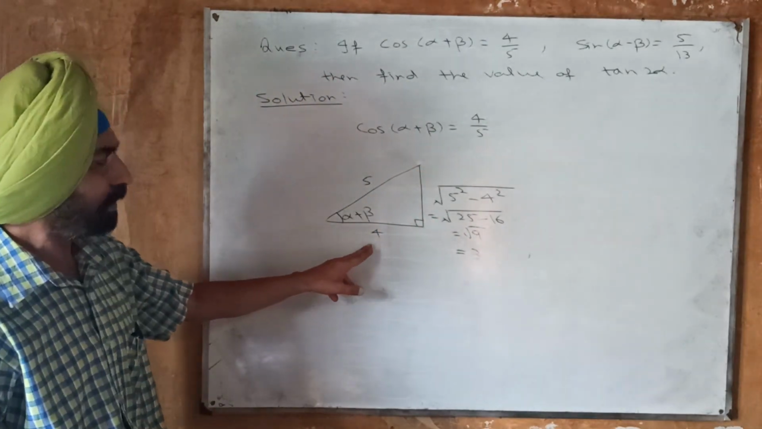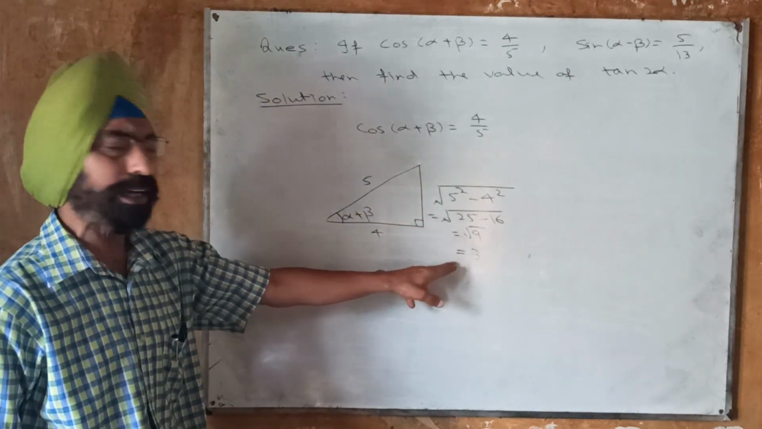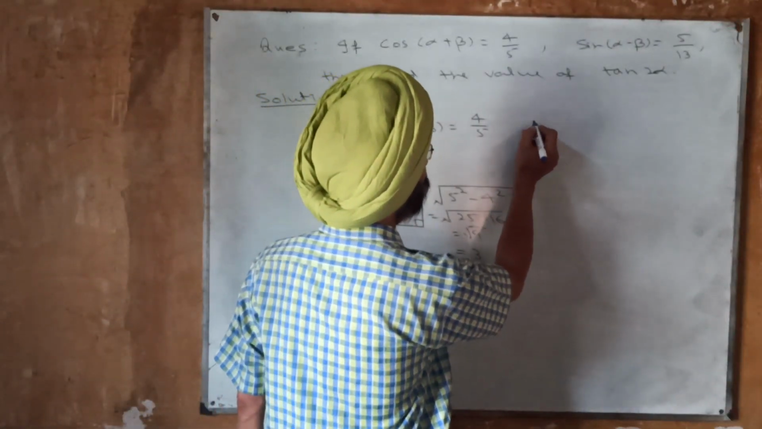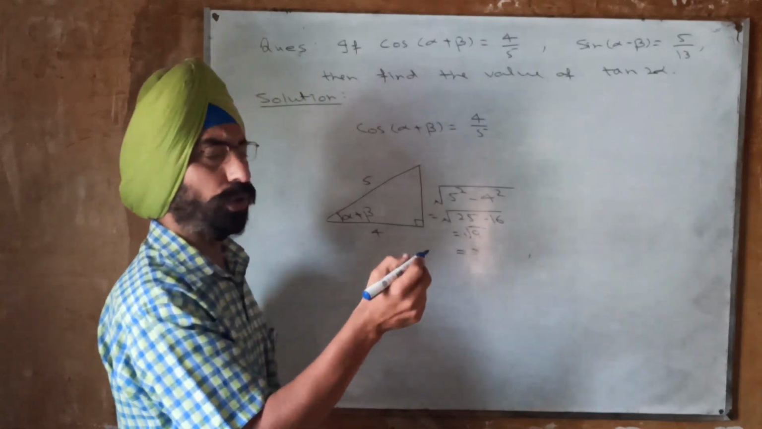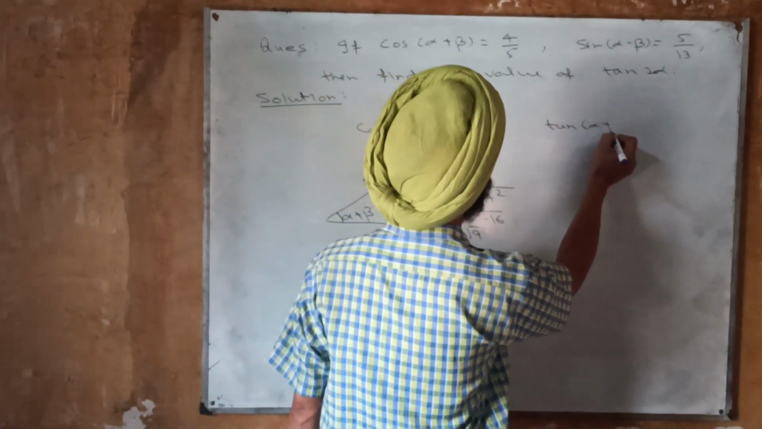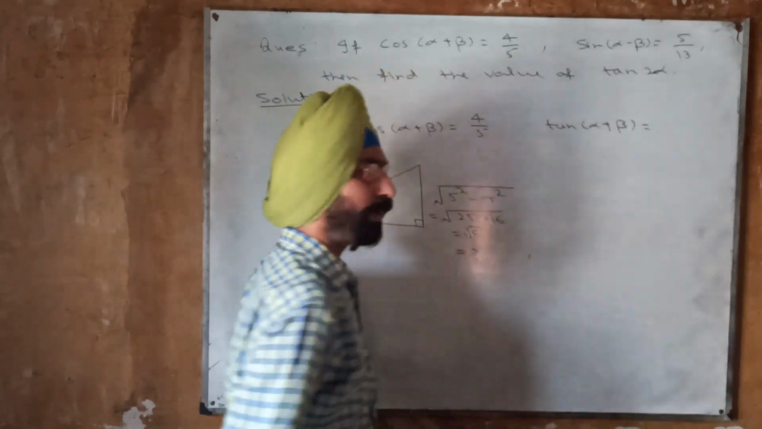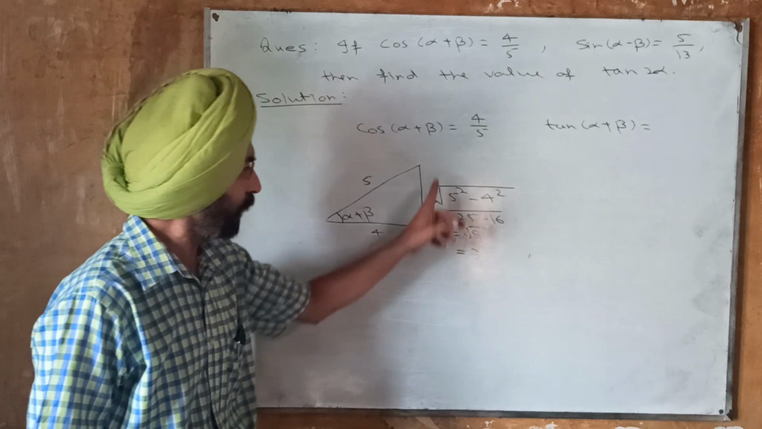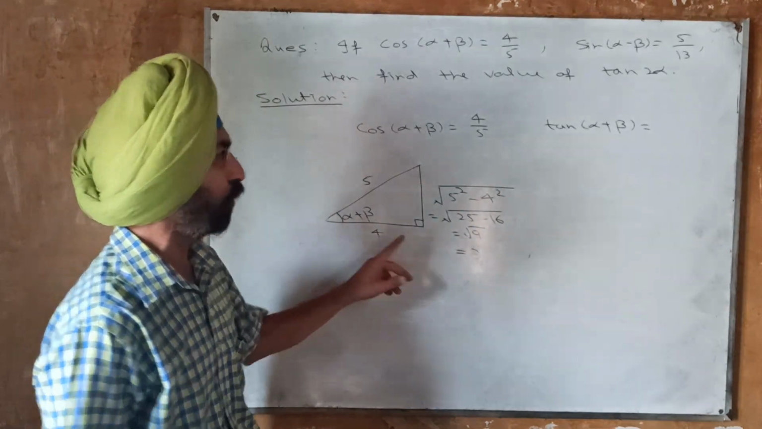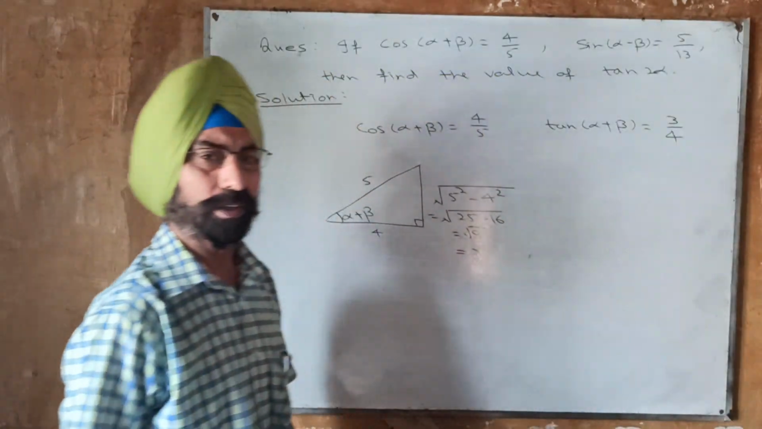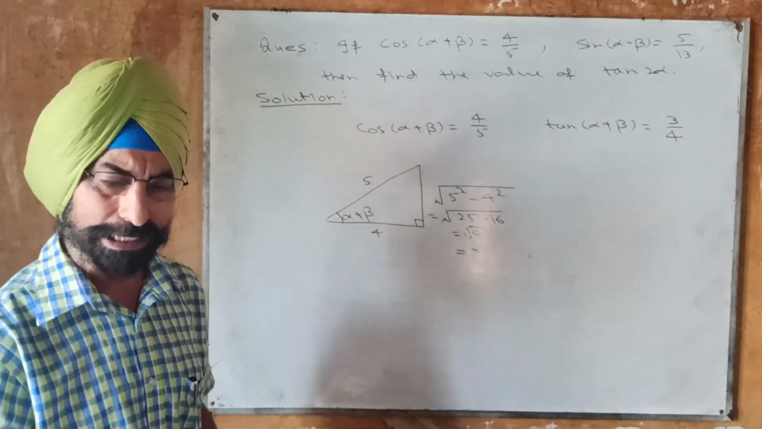Now you know the base, you know the hypotenuse, and you know the perpendicular. So from this triangle now, we can calculate the value of tan(alpha plus beta). Tan of the angle is perpendicular upon base. So perpendicular here is 3 and base is 4. So this will come out to be 3 upon 4. So one of the values, tan(alpha plus beta), is with us.